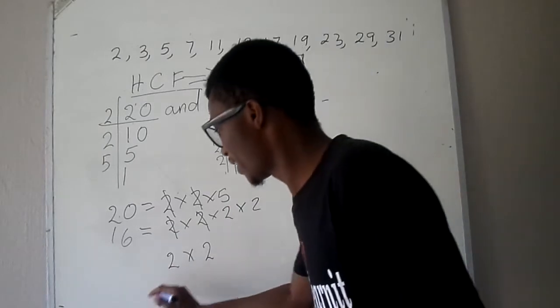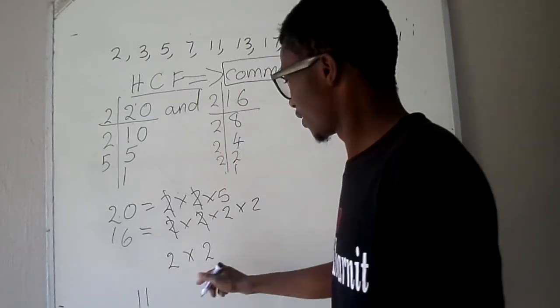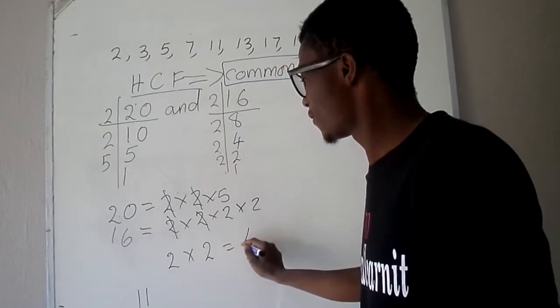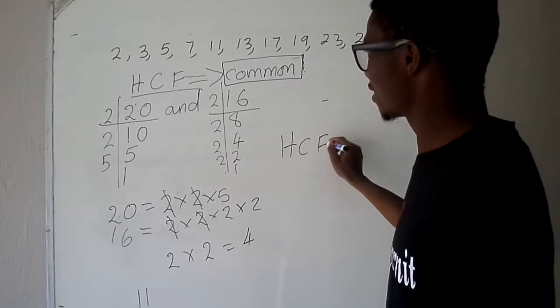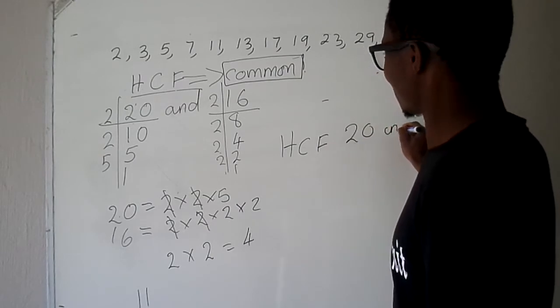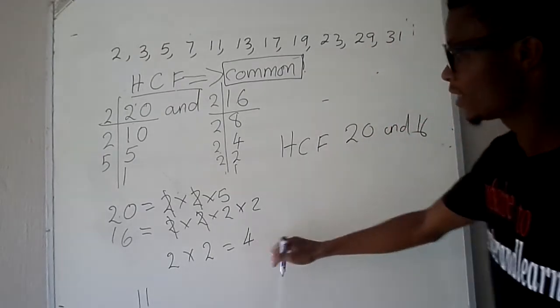So when I multiply them, I get 2 times 2, that being 4. I'm going to write that aside. So the highest common factor of 20 and 16 would be 4.